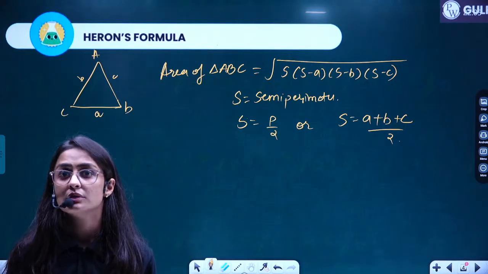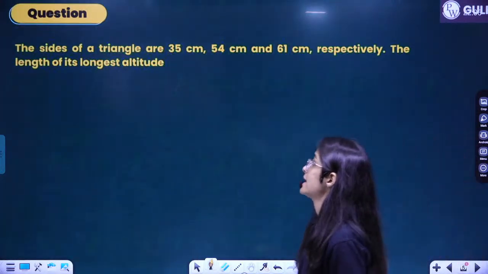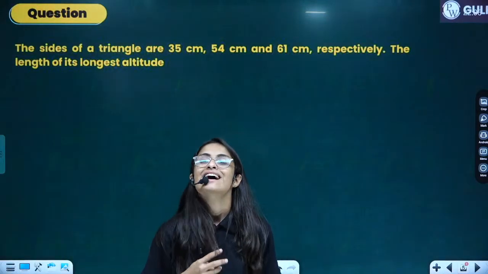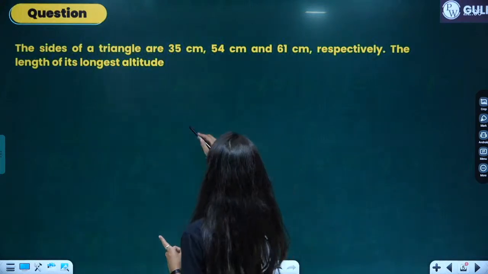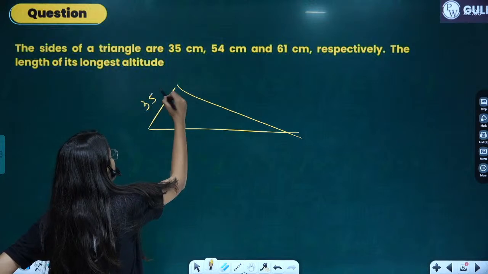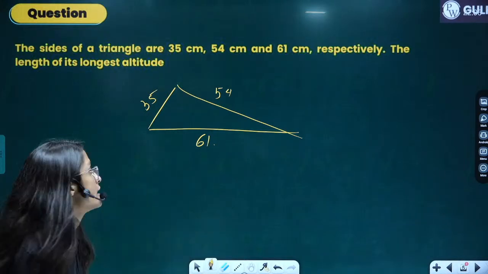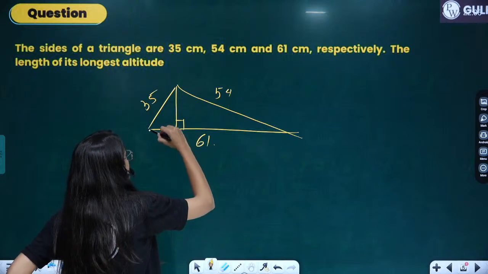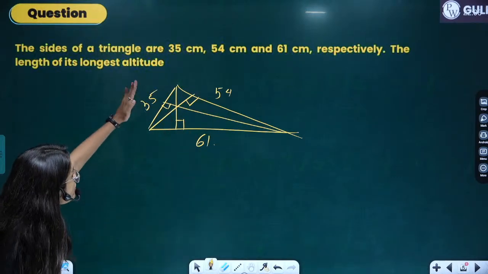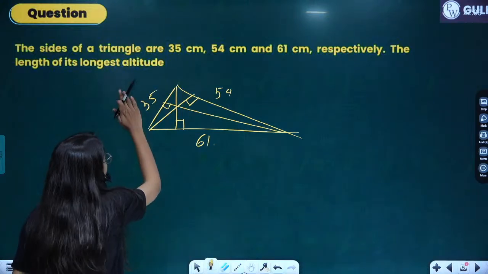I still have a question. The sides of a triangle are 35, 50 and 54 respectively, and we have to find the altitude. If I draw the altitude from the shortest side, we get the longest altitude. That's for sure. But how can you find the altitude?